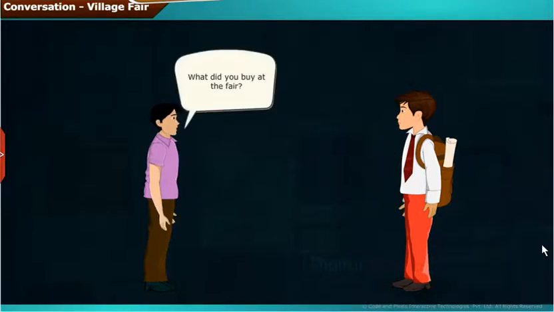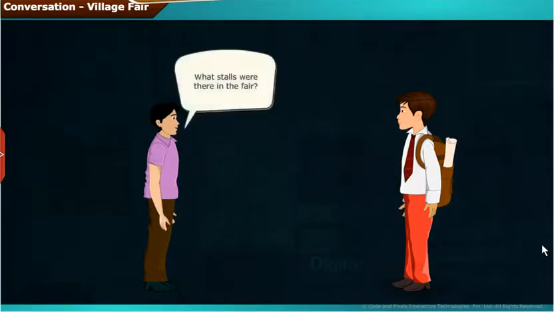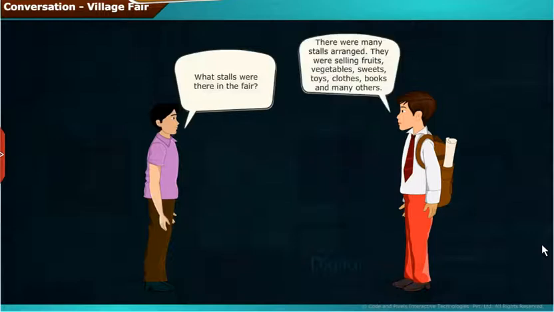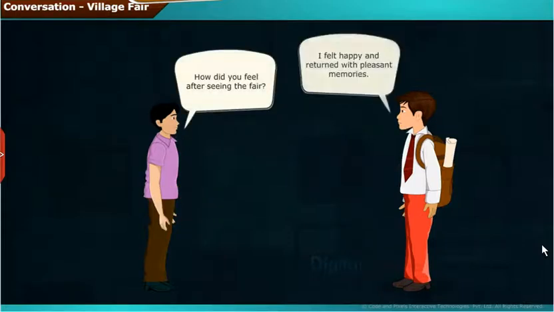What did you buy at the fair? I bought toys, flowers and pen. What stalls were there in the fair? There were many stalls arranged. They were selling fruits, vegetables, sweets, toys, clothes, books and many others. How did you feel after seeing the fair? I felt happy and returned with pleasant memories.